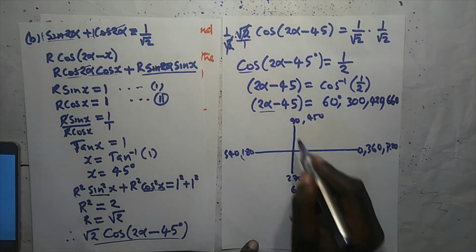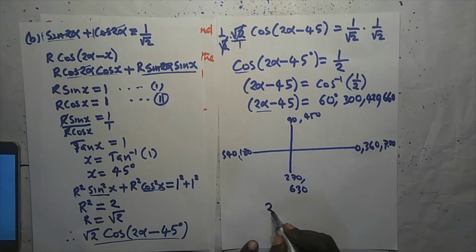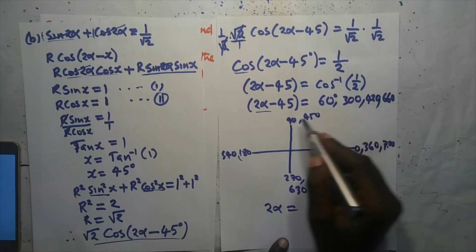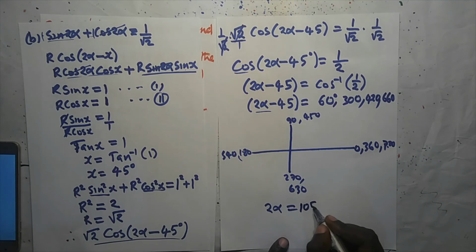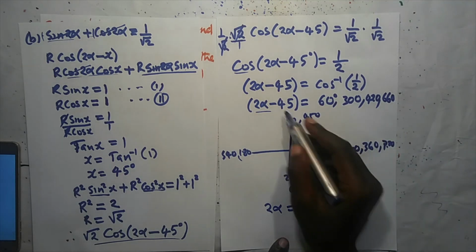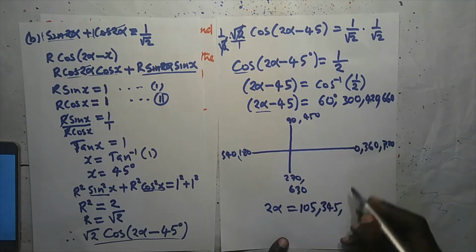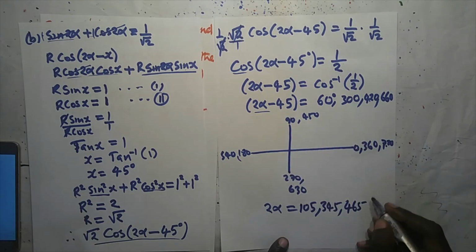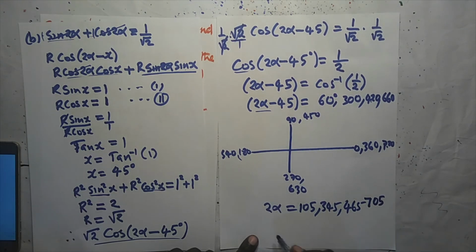And so we can calculate now the value of alpha by using this. So we are going to have 2 alpha is equal to, here we take the 45 this side. So 60 plus 45, because it becomes positive this side, we are going to have 105. And then 300 plus 45, we have 345. And then 420 plus 45, we have 465. And then 660 plus 45 here, we are going to have 705. And then we can divide all these by 2 to get alpha.